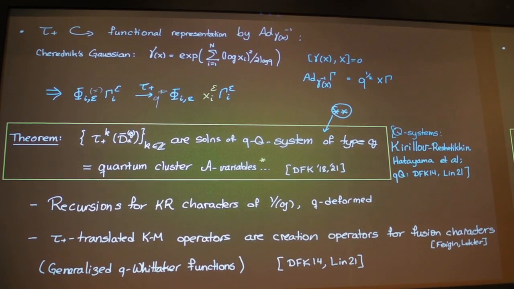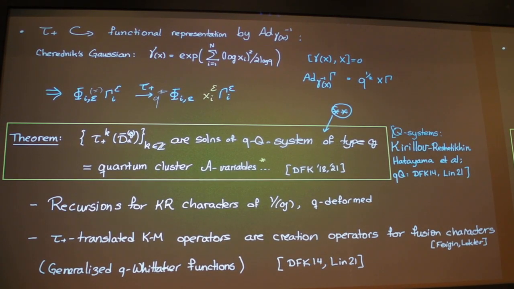That means that instead of characters, I get variables which are non-commuting, so they're no longer interpreted as characters. There are the words K-theory and so forth, but I don't speak that language. So the statement is that if you take the Koornwinder McDonald operators in type G and tau plus translate them, then I get some sort of creation operators for generalized Q-Whittaker functions or fusion characters in the sense of Feigin and Loktev.